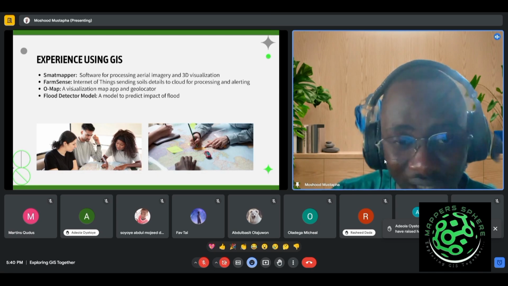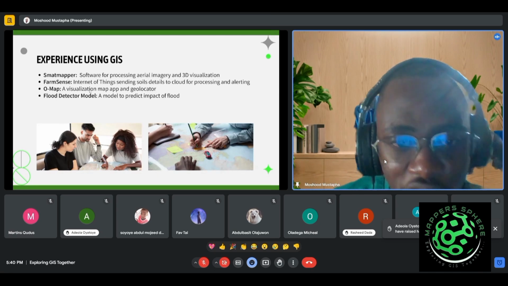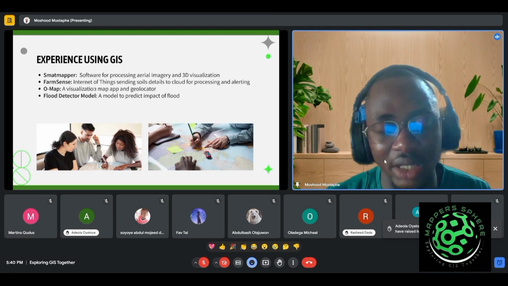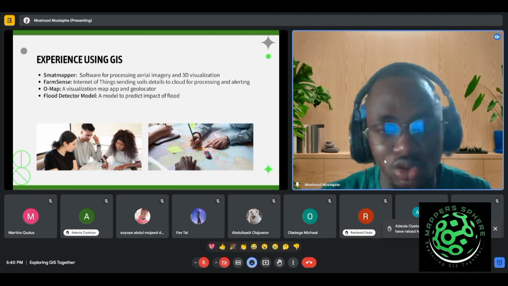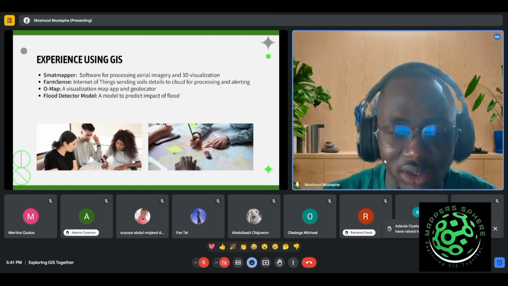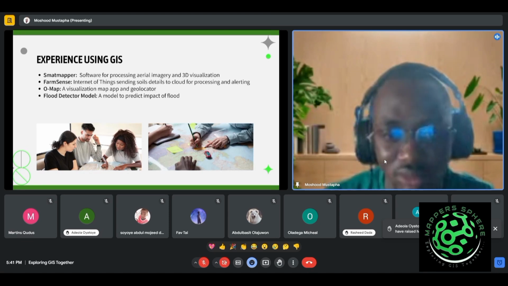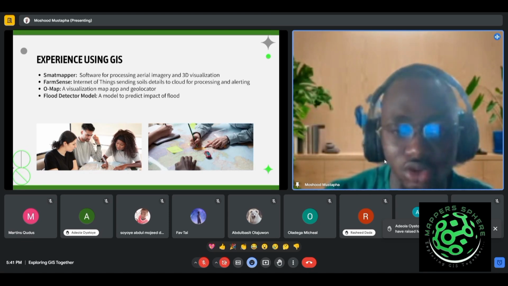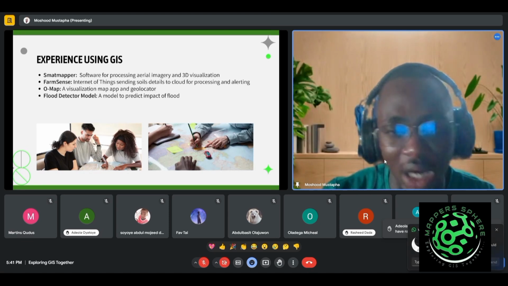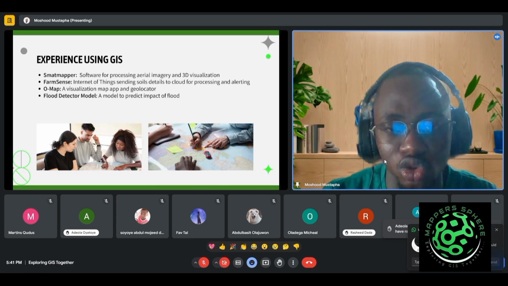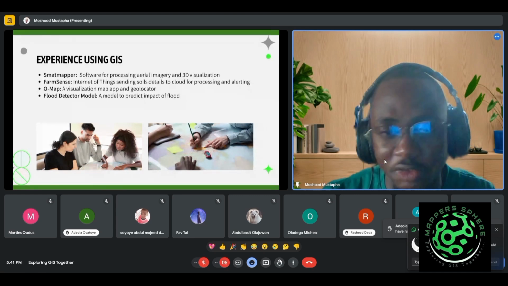Then OMAP is a private app. That was the first thing I worked on relating to GIS. You can enter a location, it will map it out and show you the nearest and the shortest distance. There is also a shortest distance algorithm you can use to know which route you should pass that will be faster to a particular location.